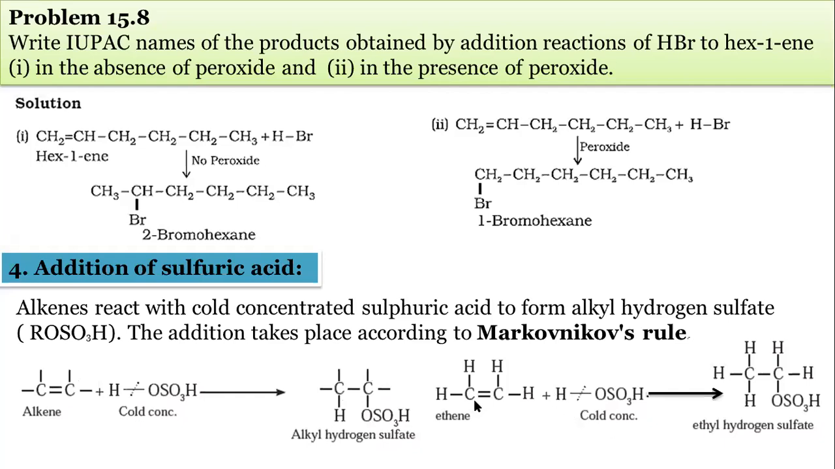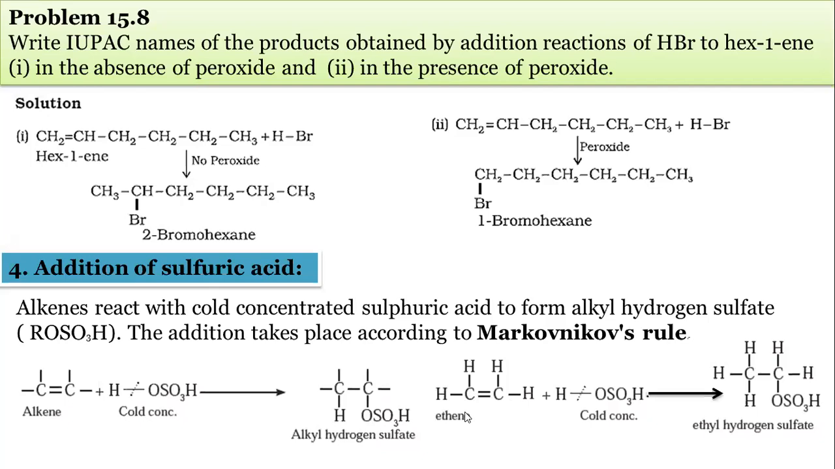Hydrogen gets added to this carbon or this carbon, because this is symmetrical. So there is no question of less hydrogens and more hydrogens. So hydrogen can be added here to this carbon or this carbon. If hydrogen is added to the second carbon, the OSO3H group will be attached to the first carbon. See the name of this compound, ethyl hydrogen sulfate, because we have taken ethene here.